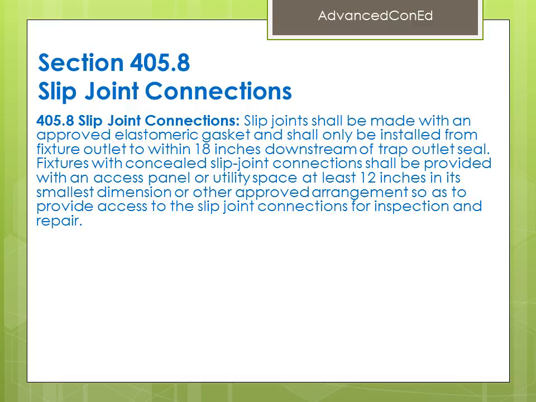Section 405.8 Slip Joint Connections. Slip joints shall be made with an approved elastomeric gasket and shall only be installed from fixture outlet to within 18 inches downstream of trap outlet seal. Fixtures with concealed slip joint connections shall be provided with an access panel or utility space at least 12 inches in its smallest dimension or other approved arrangement so as to provide access to the slip joint connections for inspection and repair.